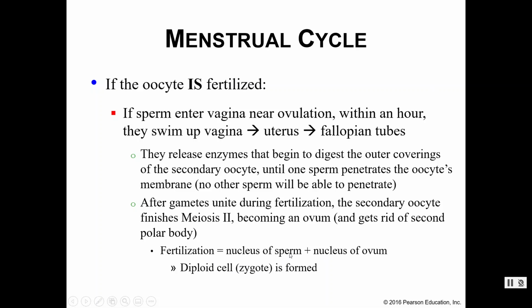So previously, the individual sperm, the individual ovum, those were haploid cells. They only had one set of chromosomes each. So one set plus one set makes 2 sets. And that is what a diploid cell is. That is what a zygote is. It has 2 full sets of chromosomes, which is what you and I both have.